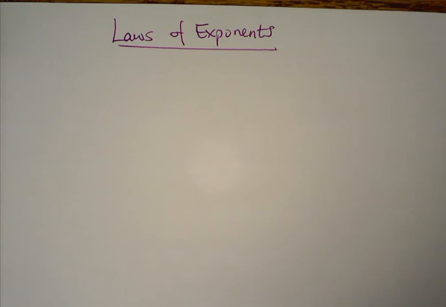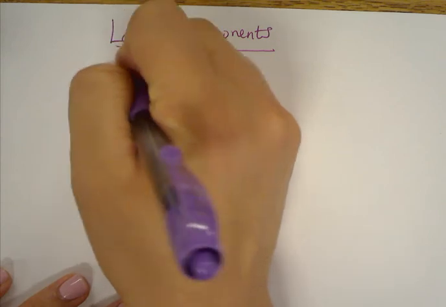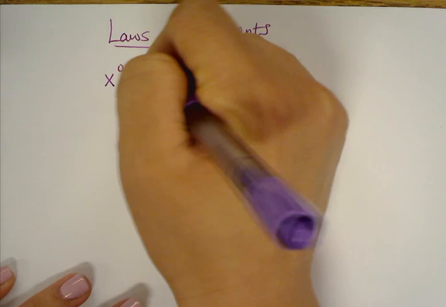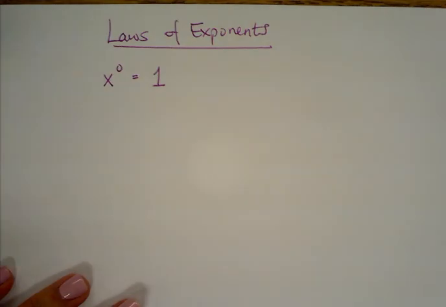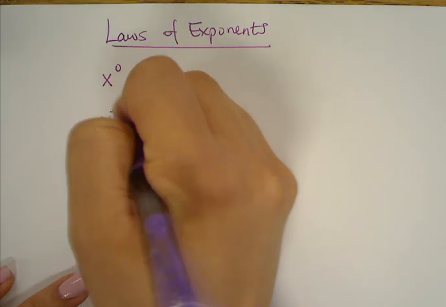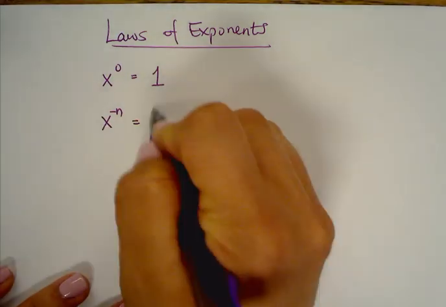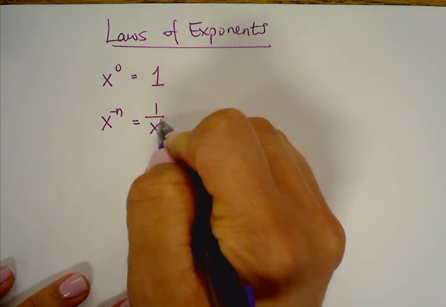Okay, laws of exponents. So here are some simple laws of exponents. Let's start with the basics. X to the 0. What is x to the 0? 1. Anything to the 0 power is 1. What about something to the negative power? You have to make it a fraction. So it's 1 over x to the n, the positive nth power, right?